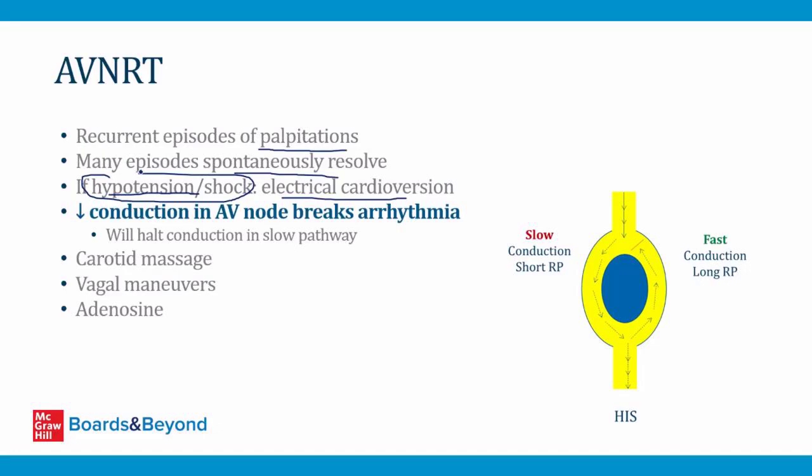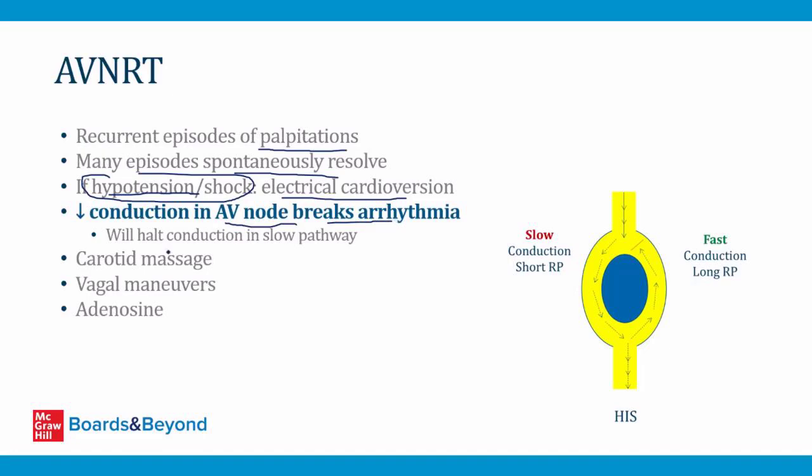But especially for board exams, you should know if they show you paroxysmal supraventricular tachycardia that you think is AVNRT and the patient is unstable, then they need an emergent cardioversion, which will usually terminate the arrhythmia. But for most other patients who don't have hypotension and shock, what you want to do to stop this arrhythmia if it's ongoing and won't break on its own is to do something that slows conduction in the AV node. This will break the arrhythmia.